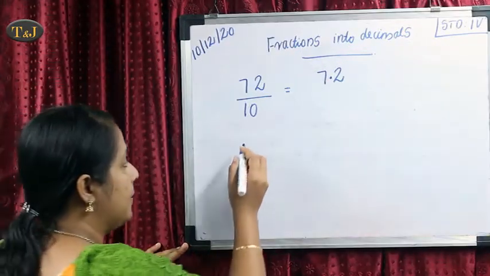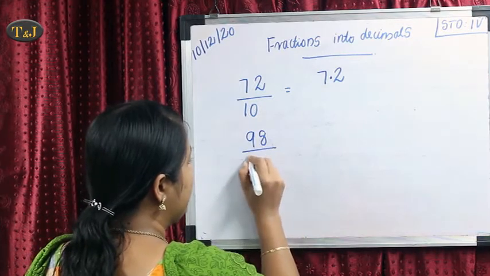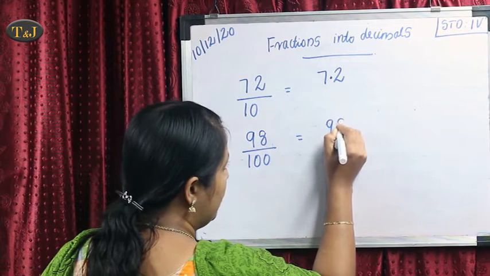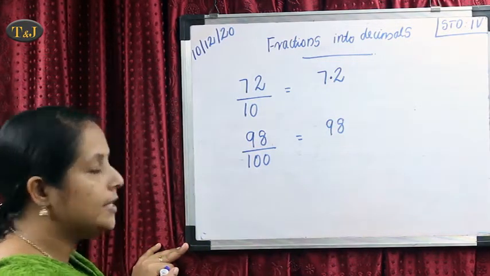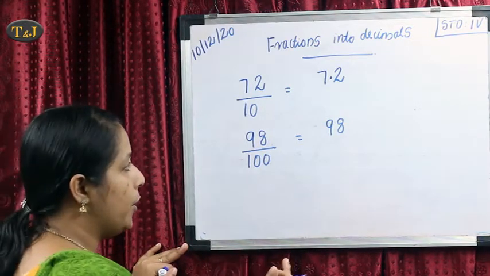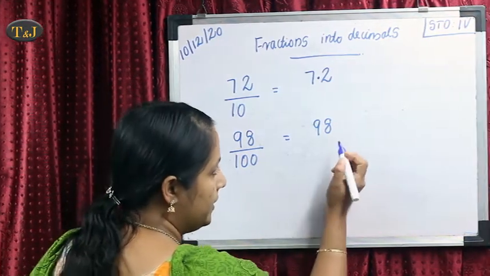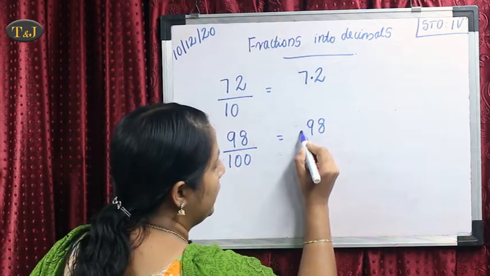Then one more example. Take the number 98 by 100. First we write the numerator, 98. Then our denominator. How many zeros in our denominator? 2 zeros. So we put the decimal point after 2 digits from the right side of our numerator. We count the two digits, 1, 2, then put the point here.